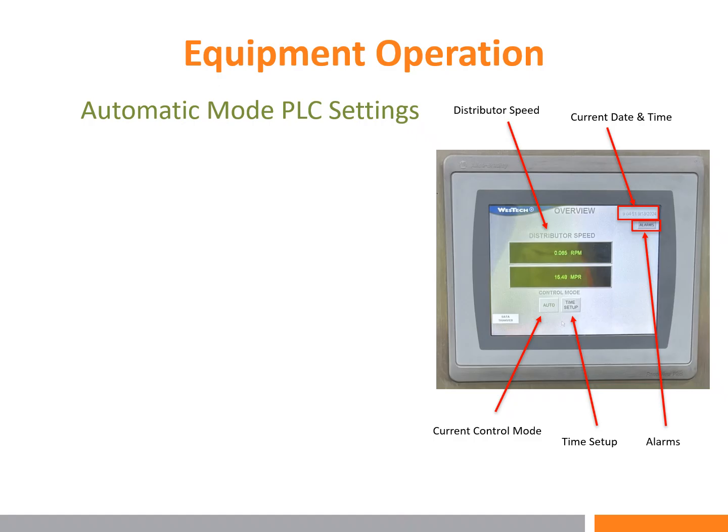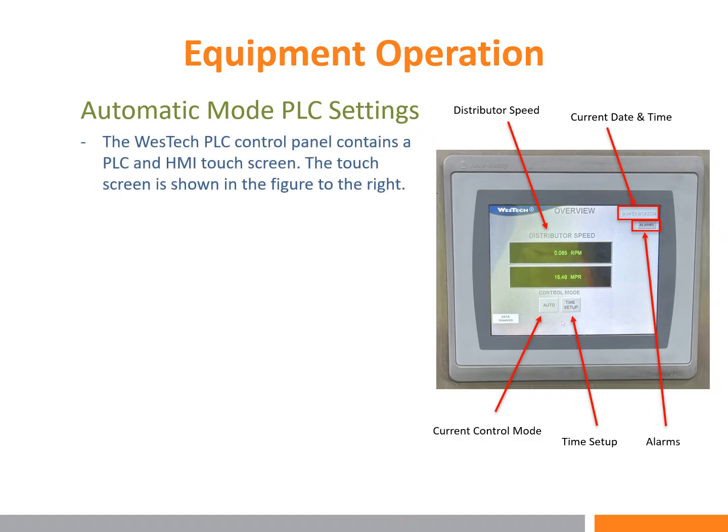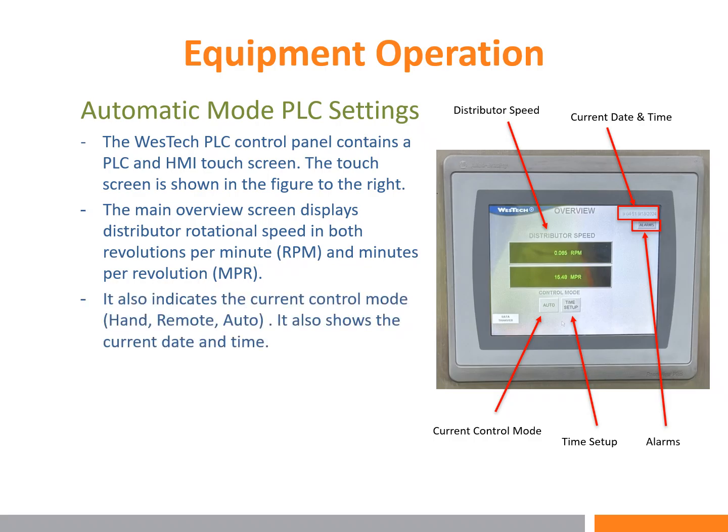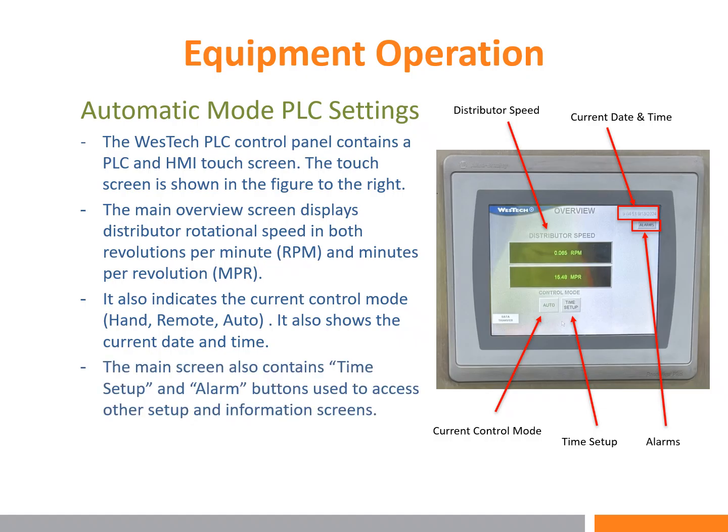Automatic mode PLC settings. The WesTech PLC control panel contains a PLC and an HMI touchscreen. The touchscreen is shown in the figure to the right. The main overview screen displays distributor rotational speed in both revolutions per minute and minutes per revolution. It also indicates the current control mode, whether it is in hand, remote, or auto. It also shows the current date and time. The main screen also contains time setup and alarm buttons, which, when pressed, will access other setup and information screens.